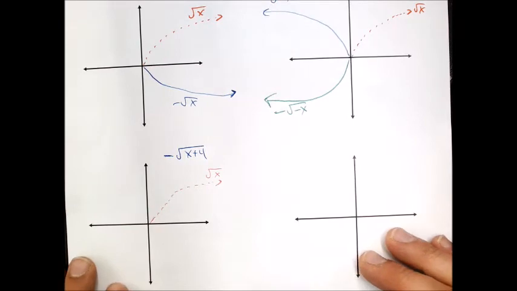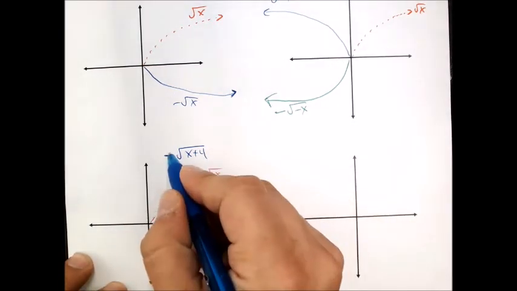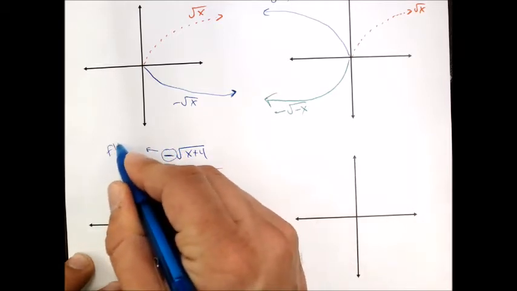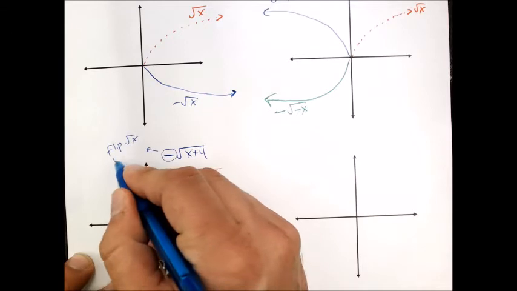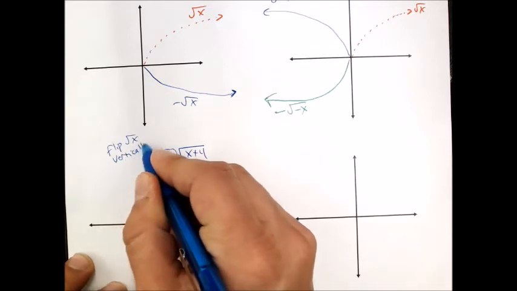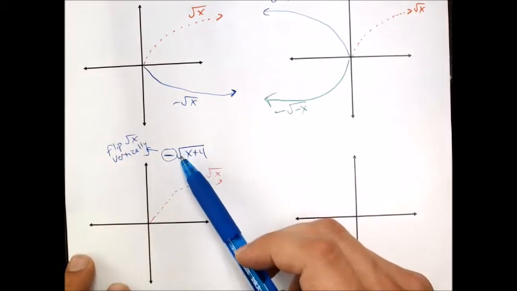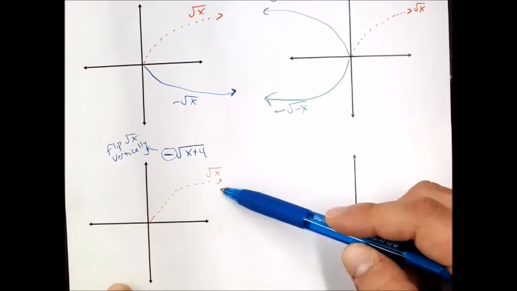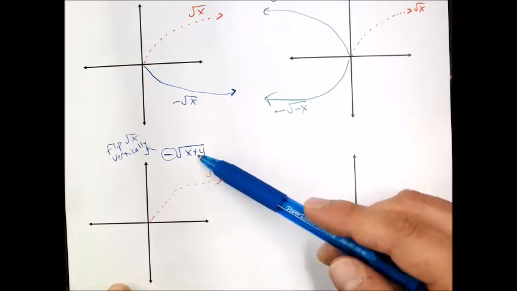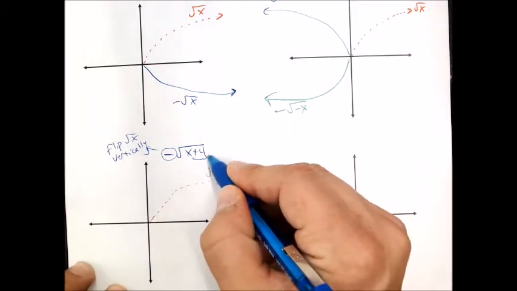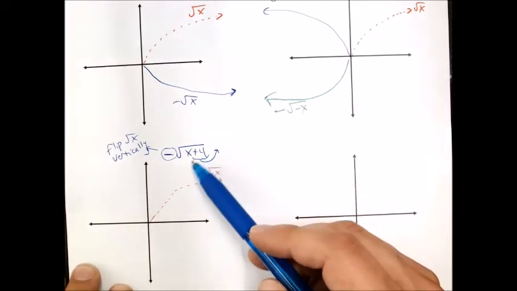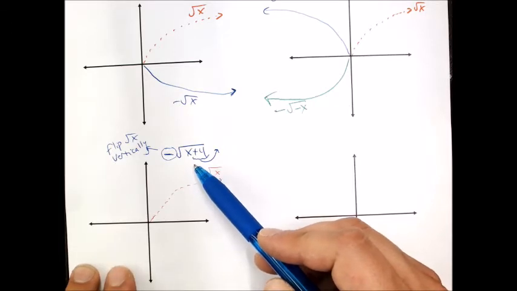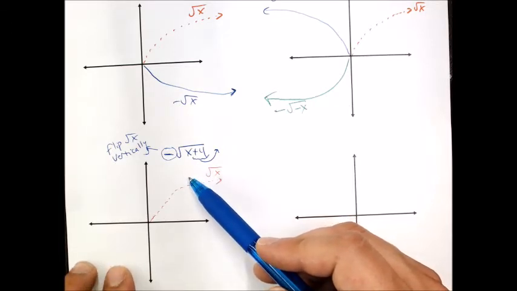Just looking at this page, this negative 1 on the outside flips it vertically. So that's going to flip square root of x vertically around the x-axis. And that's something on this page. So we know that whatever this looks like, it's going to be an upside down version of what I drew here. What does the plus 4 do? That's something from the last page. So that's an x plus 4 inside of the square root. Does anyone have an idea what that does?